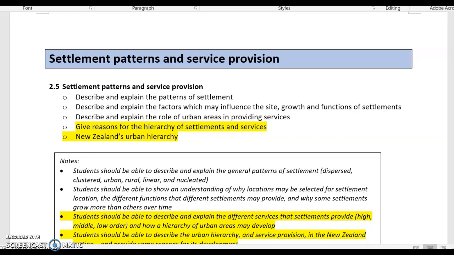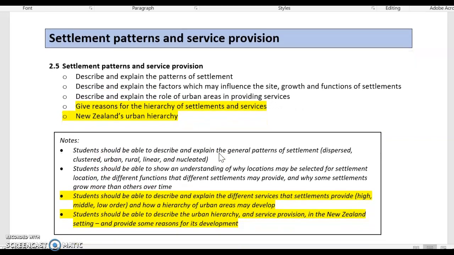So you did the tasks on settlement hierarchy yesterday, and thank you for doing those to sort of set up this screencast. What I've got on the screen right now is the syllabus in terms of settlement patterns and service provision. I've highlighted the bits that relate to settlement hierarchy, and as you can see, towards the end of this part of the syllabus, that suggests we're nearly finished settlement, which is great.